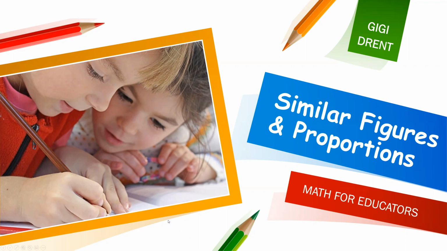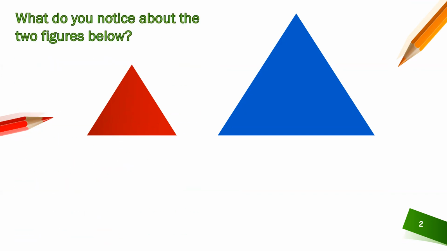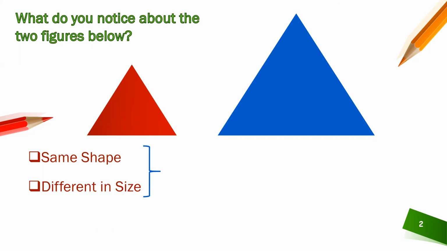In this video, I will be talking about similar figures and proportions. Let's get started. All right, so take a look. These two shapes, the red and the blue. What do you notice? Well, you might be saying something like they are the same shape, but they are different in size. And you are right. Those two characteristics lead to the definition called similar figures, right? So similar figures have the same shape, but different sizes.